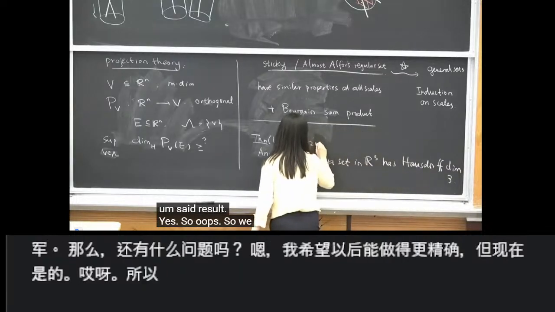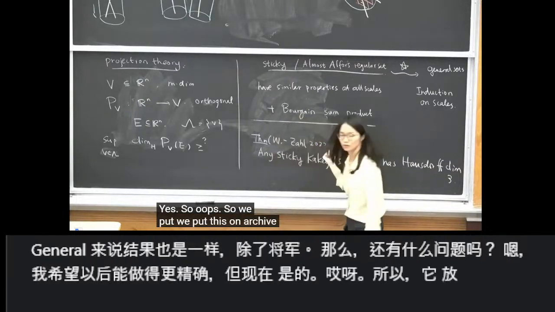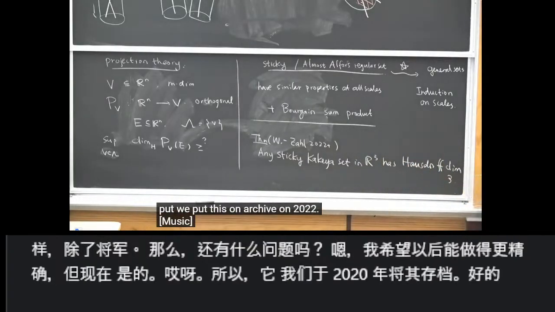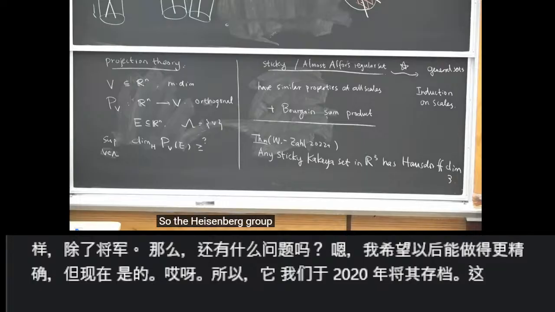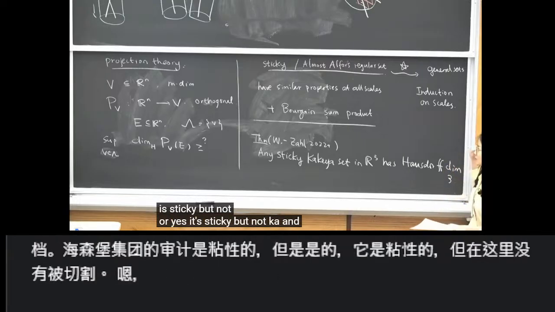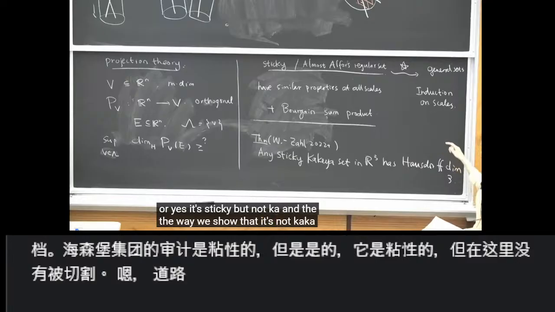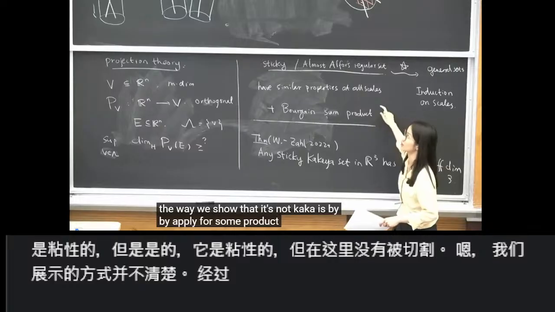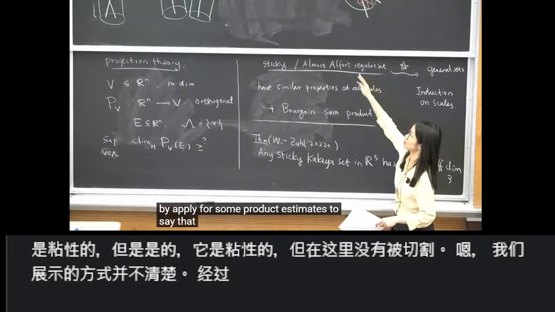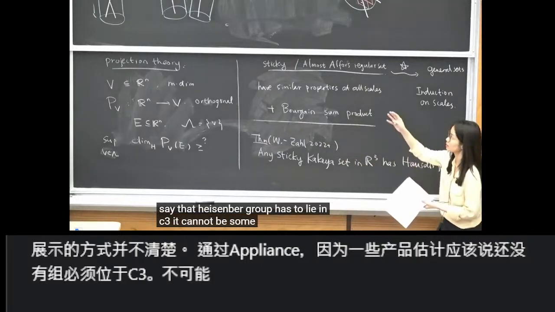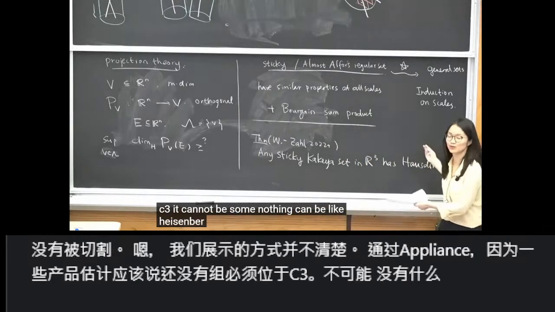So we put this on arXiv in 2022. Just to clarify, so the Heisenberg group is sticky but not Kakeya? Yes, it's sticky but not Kakeya. And the way we show that it's not Kakeya is by applying Bourgain's sum product estimates to say that the Heisenberg group has to lie in C3. Nothing can be like the Heisenberg group in R3.